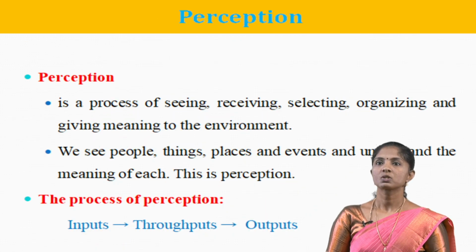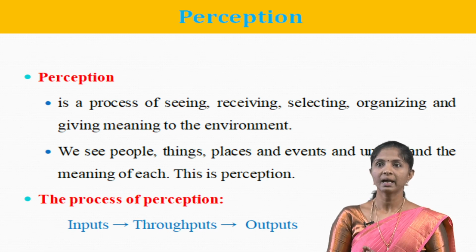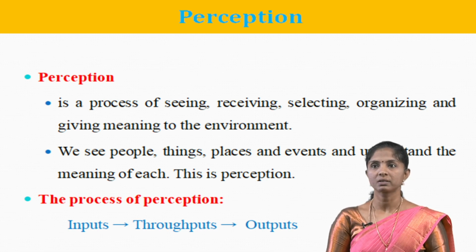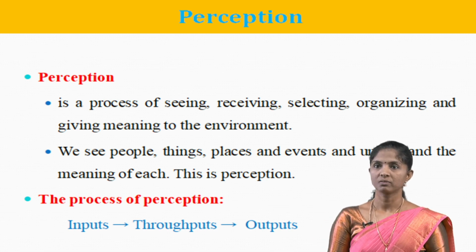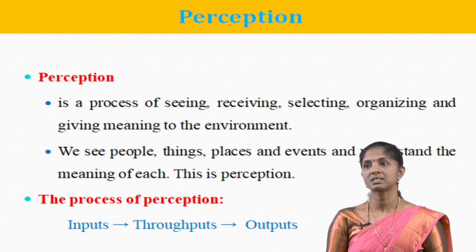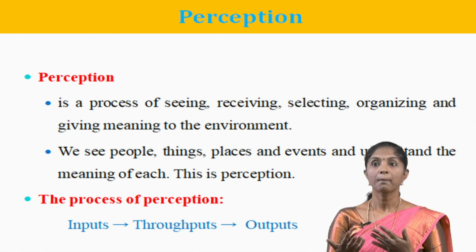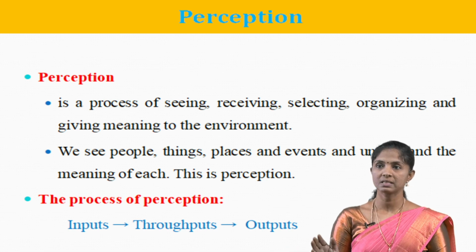Perception. So what is meant by perception? What is the process of perception? Perception is a process of seeing, receiving, selecting, organizing and giving meaning to the environment. So this is a definition, an introduction to perception. We see people, things, places and events and understand the meaning of each. So this is perception.